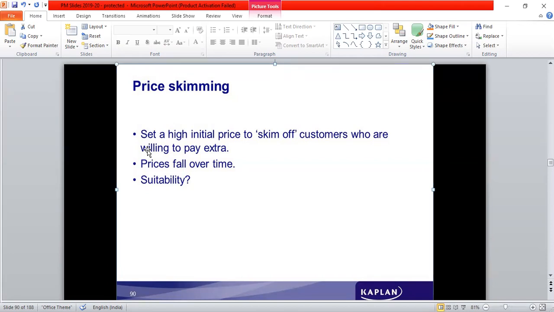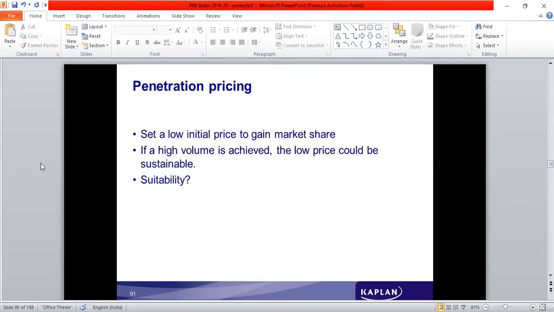See, not all products when they are launched at high prices would be accepted. Only very few products we see that they are accepted even if the price is quite high. Okay, then we see penetration pricing. Quite contradicting to that, the product is set at a low price. So set a low initial price to gain market share. Based on the price, many customers get attracted.